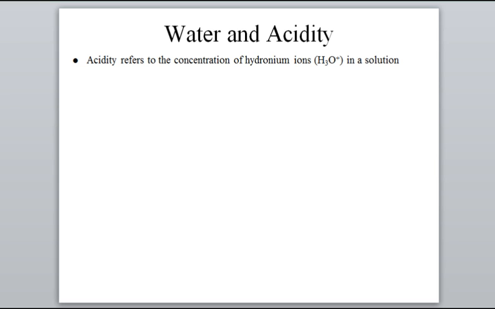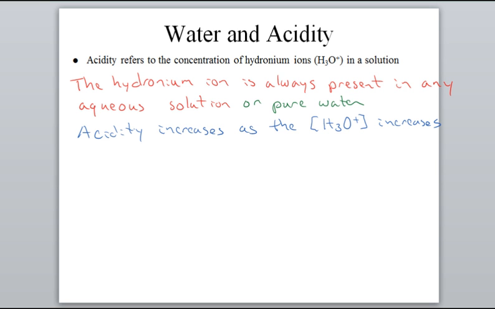Acidity and its relationship to the hydronium ion concentration: as hydronium ion concentration increases, acidity increases. Acidity decreases as the hydronium ion concentration decreases. So, in your stomach, which is relatively acidic, there's a high concentration of the hydronium ion. In your cellular fluids or in your blood, where it's less acidic, the hydronium ion concentration is smaller.